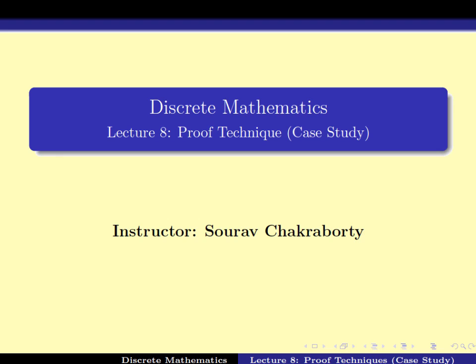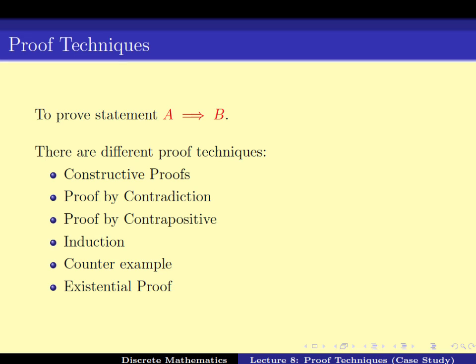So today we will be continuing our study in the proof techniques and in particular in the constructive proofs, and we will be looking at the case study proofs. So to recall, we want to prove a statement B from statement A, and there are various proof techniques that can be applied, namely constructive proof, proof by contradiction, proof by contrapositive, induction, counterexample, and existential proof. We will be looking at these various proofs one by one. Currently, we are looking at the constructive proofs.